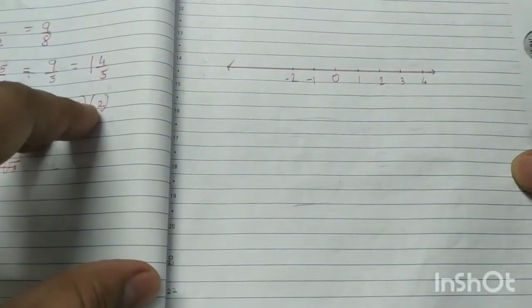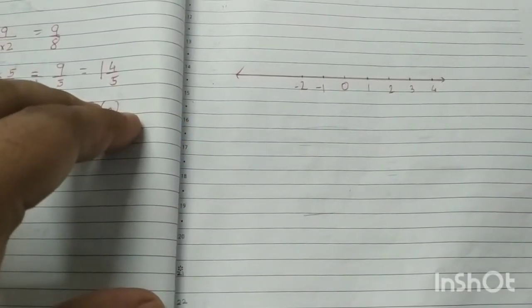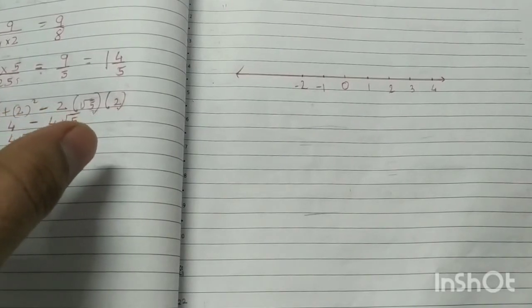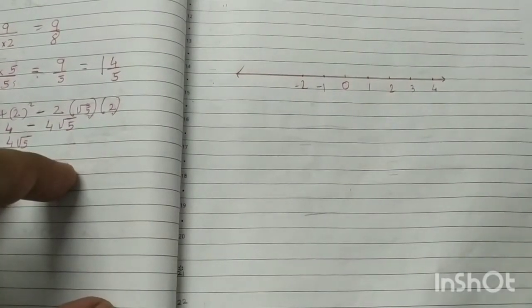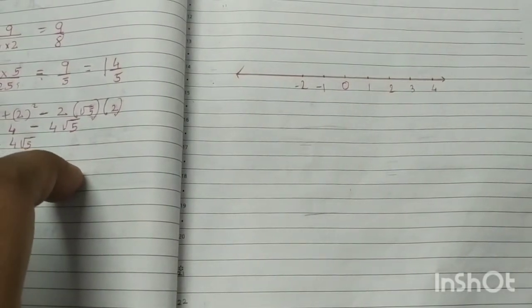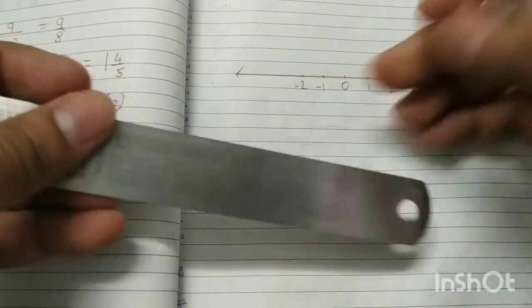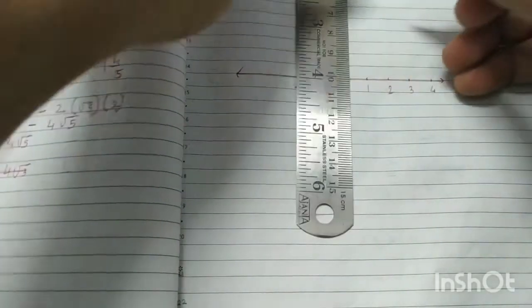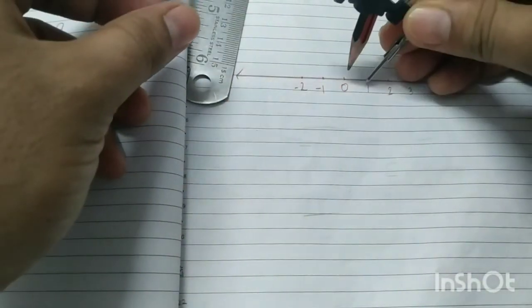Now I need to plot 2 root 3. First, let me plot root 3. Now remember, for plotting root 3, first I'll have to plot root 2. How to do that? Take 1 centimeter as a base, 0 to 1, 1 centimeter, and draw a perpendicular of 1 centimeter. Now all of us know how to draw a perpendicular with the help of a rounder.